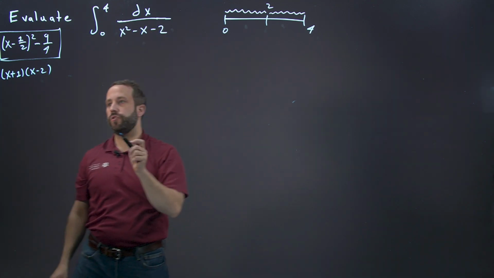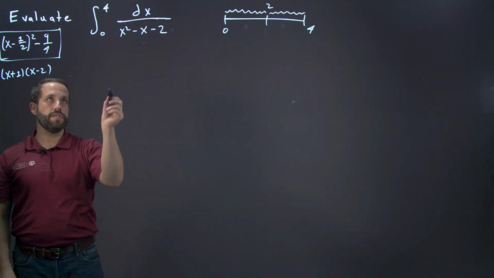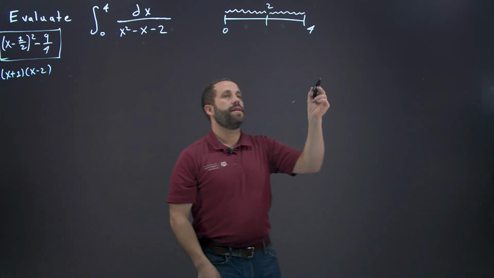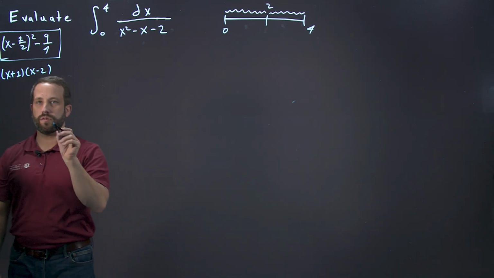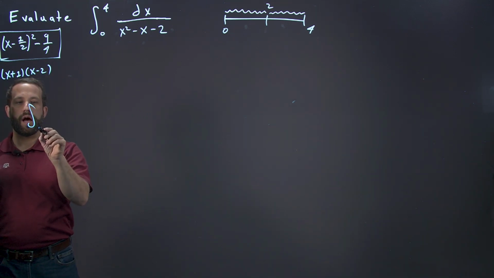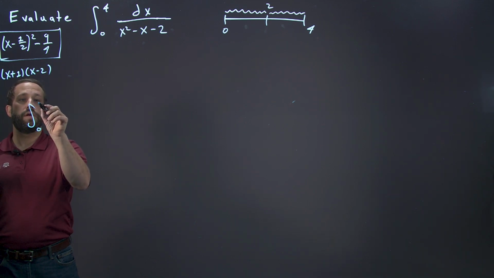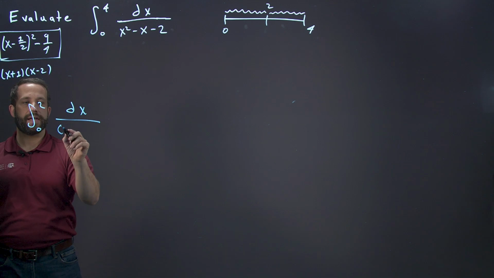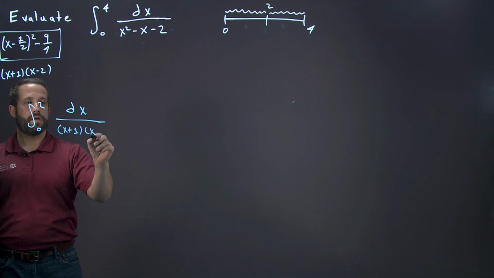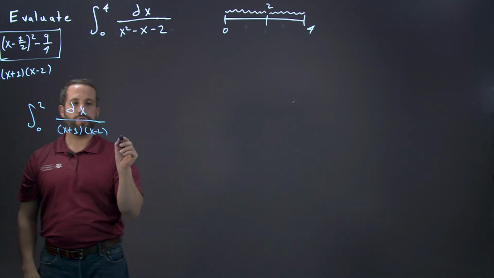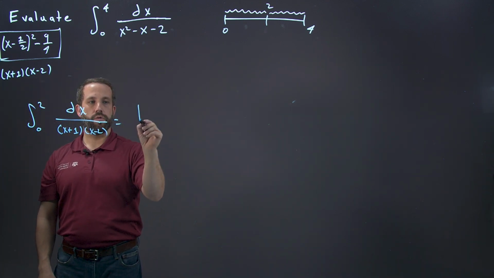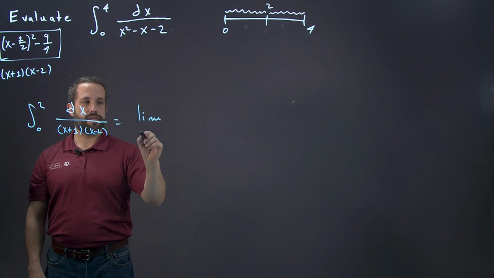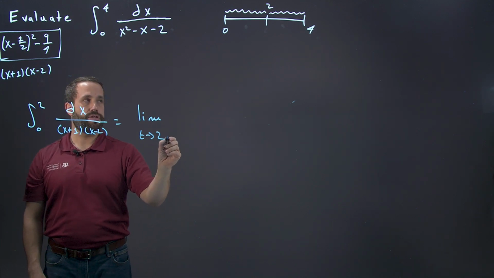Okay, so let's look at this. I'm going to do the 0 to 2 integral first. So I'm going to do the integral from 0 to 2 dx, and I'm just going to write this as 1 over (x plus 1) times (x minus 2). This is equal to the limit as t approaches 2.